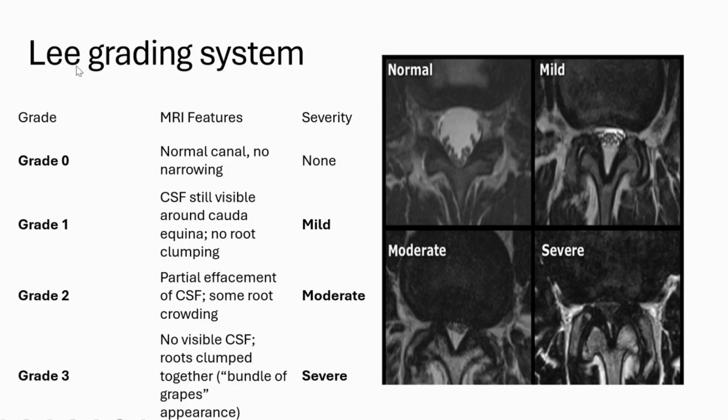It is given by Lee. This is called the Lee grading system. Grade 0 is a normal canal, as we can see in this normal canal there is no narrowing, whereas in grade 1, that is mild, CSF is visualized within the thecal sac and the nerve roots are not clumped together. Whereas in moderate there is partial effacement of the CSF space, but there is crowding of nerve roots, and in severe there is no CSF space, with complete clumping of the spinal nerve roots seen in the spinal canal. So this is the Lee grading system of spinal canal stenosis, and this should be given while reporting the MRI spine.